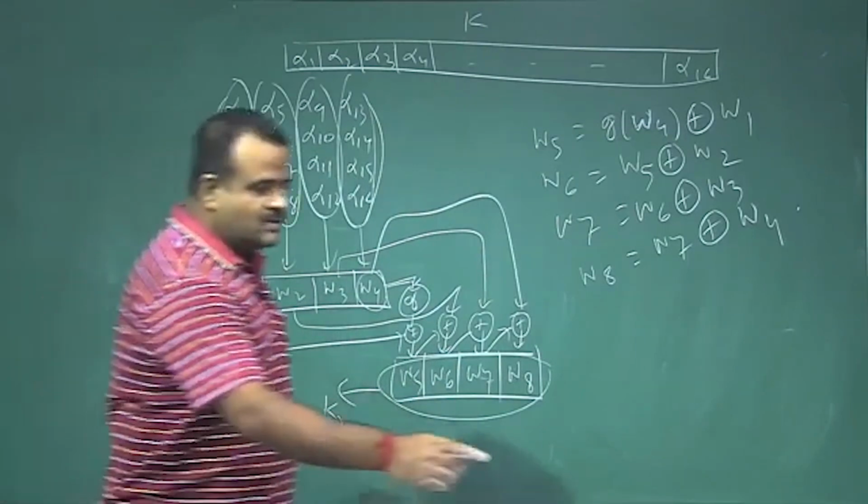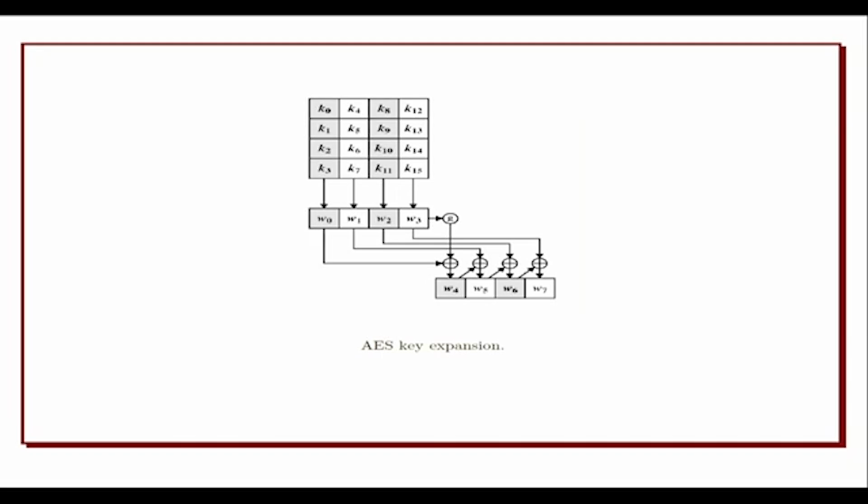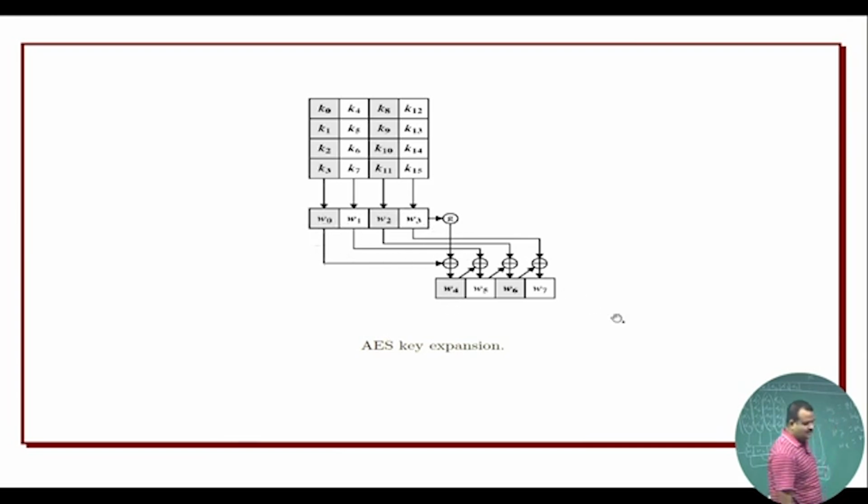Can you please go to the slide? So, this is the way we are calculating. These are our original keys, which we denote by alphas, and we copied them into these W's. So, this is the first round key, and to get the next round key, we apply G and then XOR like this.